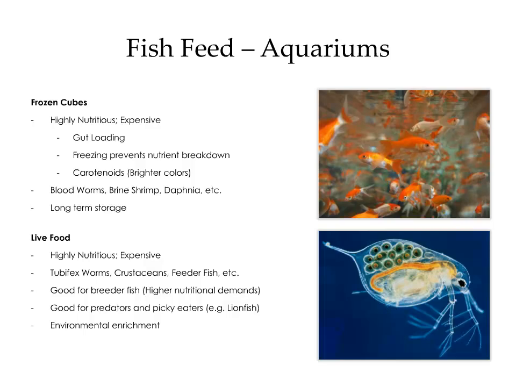Now, for the most part, you could get by with pelleted feed, but there are a number of situations where you might want to consider using live food. Live food is really good for breeder fish, given that they have higher nutritional demands. It's also good for predators and picky eaters, like lionfish. Live food can also provide environmental enrichment.